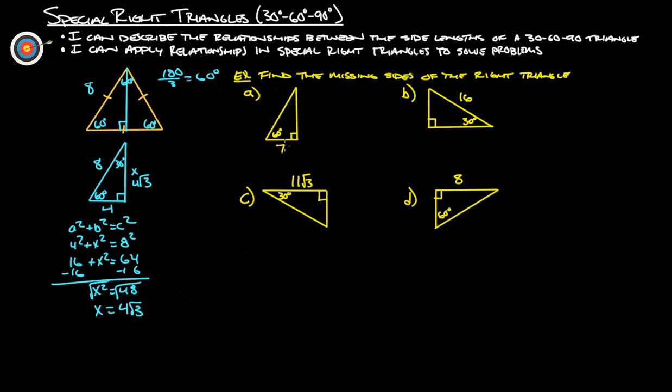In this one, all they give us is this 60 degree angle right here. If this is 90 and this is 60, then 90 plus 60 gives us 150. And if we take 180 minus 150, we get 30 degrees. So we know that's 30, and this is one of our special right triangles.